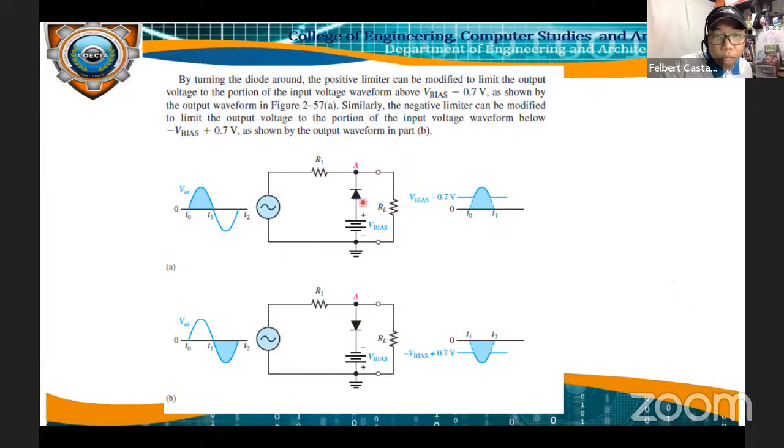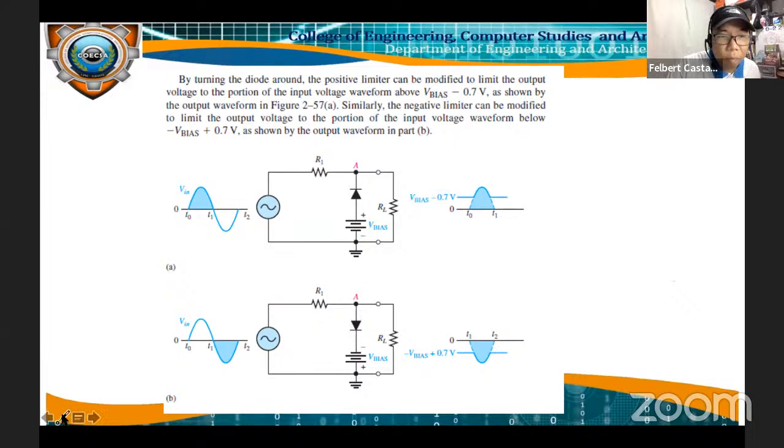This is the negative clipper. But because of the bias, your bias is reversed, it is positive. So the level where it clips will change. Okay? So follow along: during the positive alternation, the output is open here, so whatever your input is, that is what you will read here. But during the negative half cycle, our diode works. So negative 0.7 plus your positive bias.